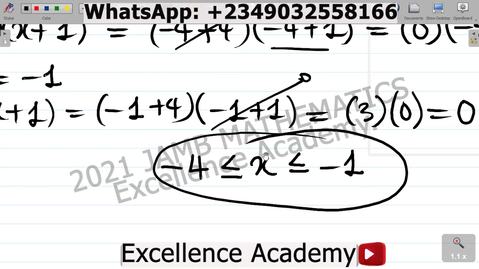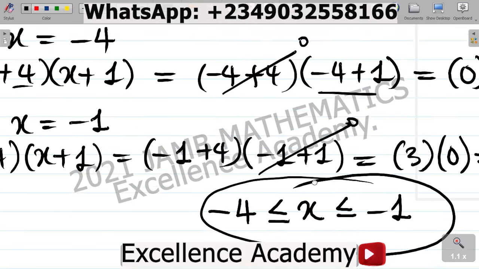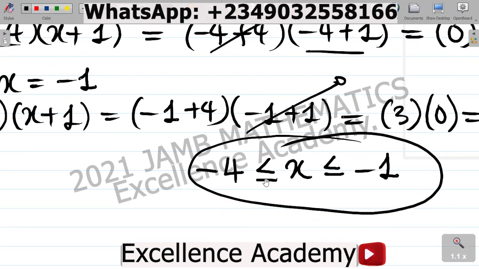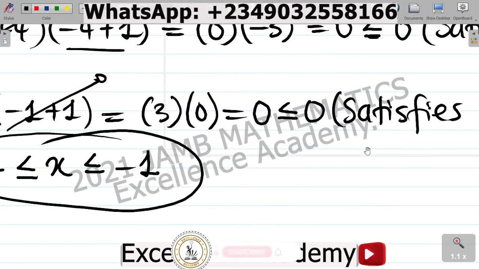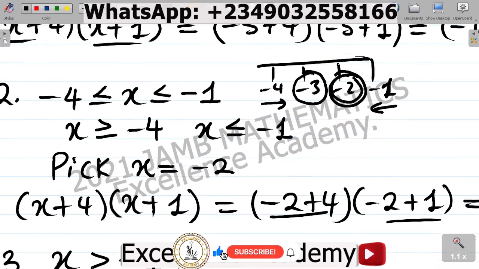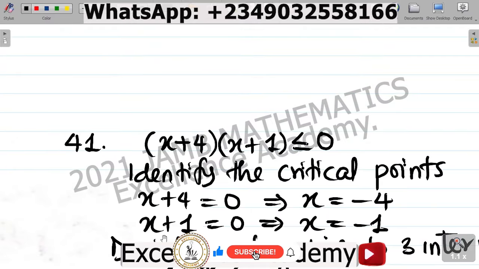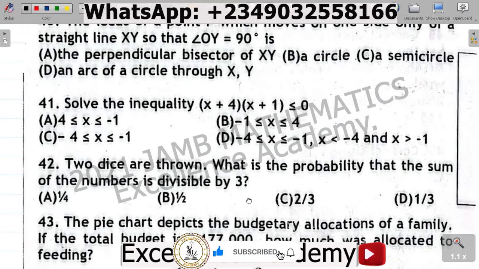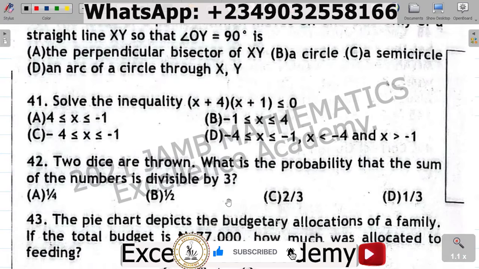So let's see if we have any option as minus 4 less than or equal to x less than or equal to minus 1. The reason why we are including equal is because minus 4, this boundary, satisfies the condition, and also minus 1, this boundary, satisfies the condition. So let's see which option this is. Minus 4 less than or equal to x less than or equal to 1. That is option C. That's the correct answer.